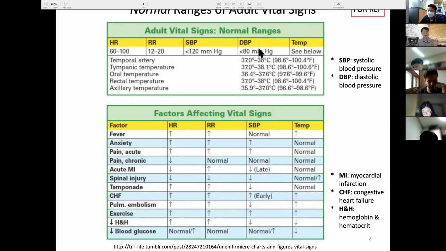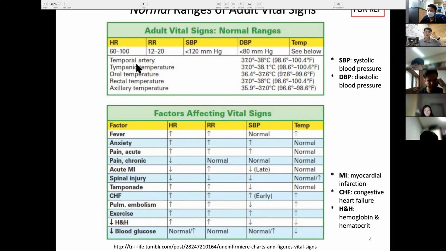And also a very important vital sign is the temperature. Temperature can vary depending on where and how you measure it. In the temperature case, there are different kinds of measurement. For example, temporal artery here, and tympanic temperature, which is your tympanic membrane. Through this, it's much more convenient nowadays.